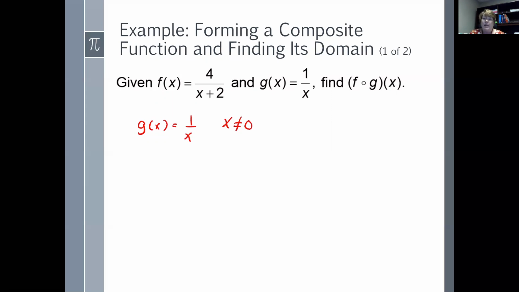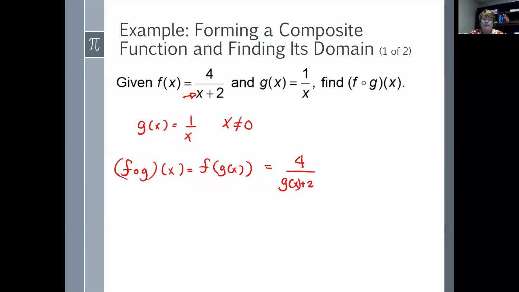All right, so now let's form the composite function. F composed with g of x is f evaluated at g of x. So wherever there's an x in f of x, I'm going to replace it with g. Okay, now let's pause. 4 over g of x plus 2 is the composite function.